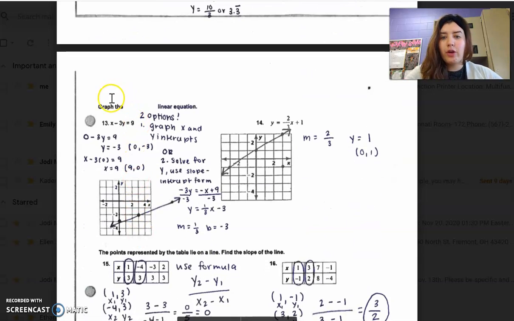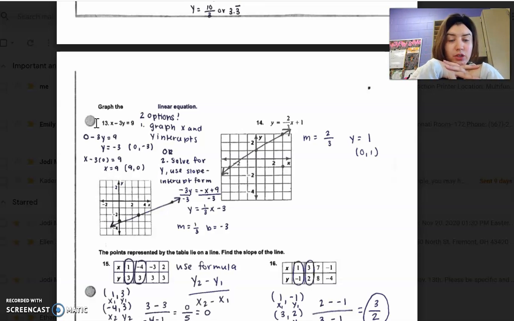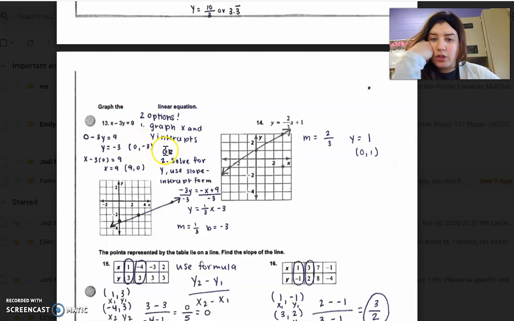Okay, so now we're on to graphing. So for 13, that is in standard form. So you have two options. You can find your x and y intercepts and just graph those. So it's the same steps as the ones before. Plug in 0 for x, then you get y-intercept, which is (0, -3). Then you get your x-intercept, which is (9, 0), and you can graph that.